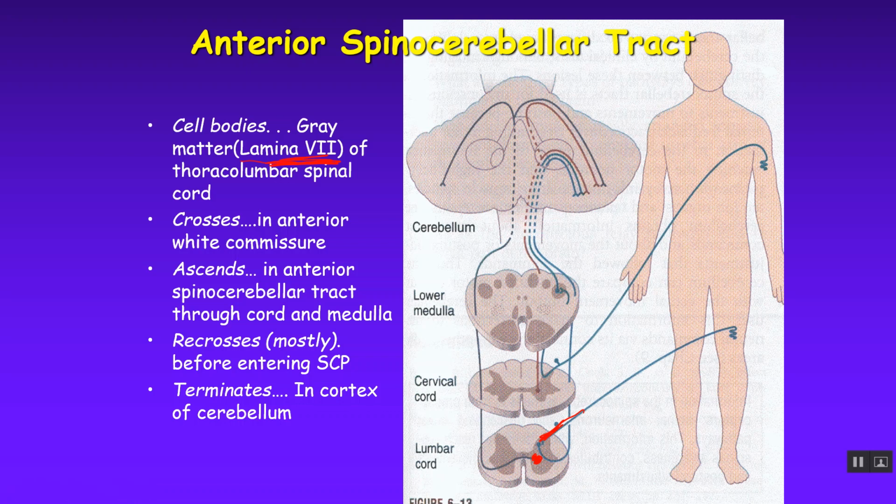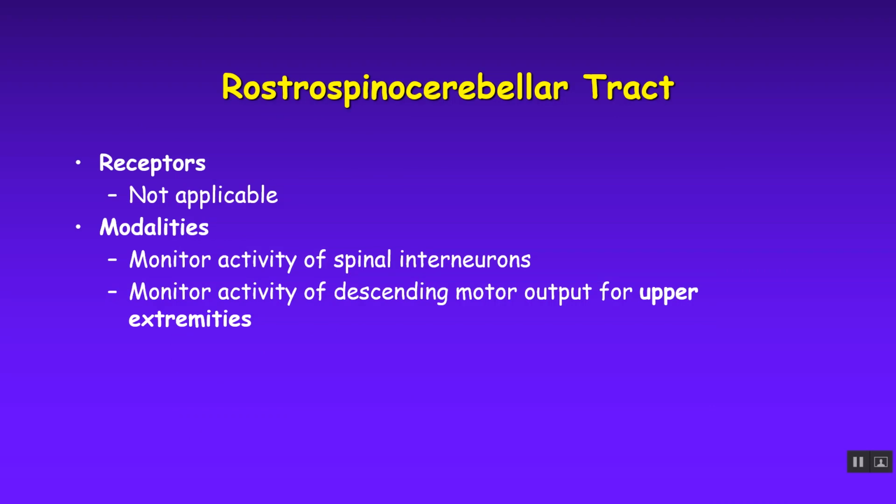But since it starts on one side and ends on the same side, it's still considered an ipsilateral tract because it crossed twice. However, I will say there are a few fibers that do stay crossed, but we're going to call all the spinocerebellar pathways ipsilateral. Even though this one crosses over once in the anterior white commissure, ascends, and then crosses back over to the same side of the cerebellum that the pathway started on. That's why it says recrosses mostly. There are a few fibers that stay contralateral. So that's the anterior spinocerebellar tract.